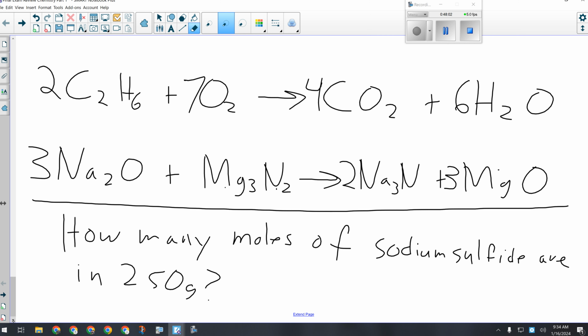A measurement of the number of particles inside of something. Sure, exactly. How many molecules are in a cell? Jackson's got it. So, n is the number of moles, in moles, m is the mass, and the big M is the molar mass. Molar mass.